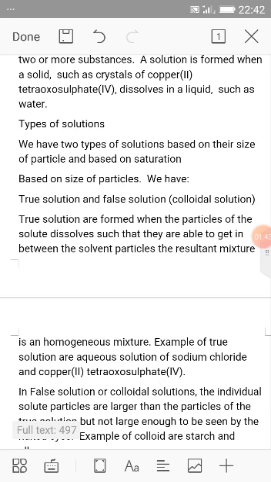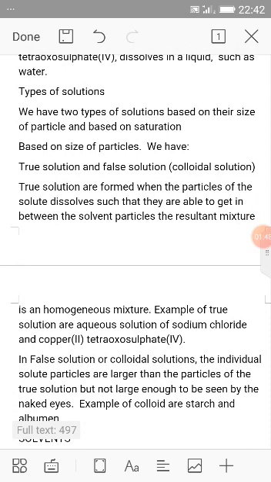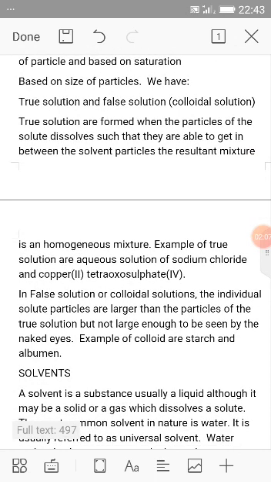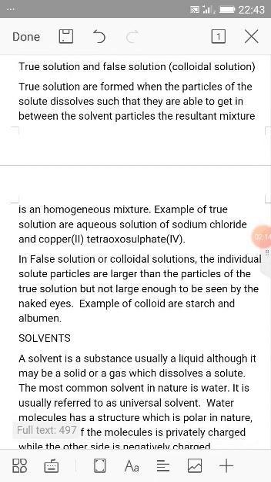Now, what is a true solution? True solutions are formed when the particles of a solute dissolve such that they are able to get in between the solvent particles. That means the particles of the solute are very fine when it dissolves. That is when we call it a true solution, and a homogeneous solution is formed. Examples of a true solution are sodium chloride, copper(II) sulfate, and so on.